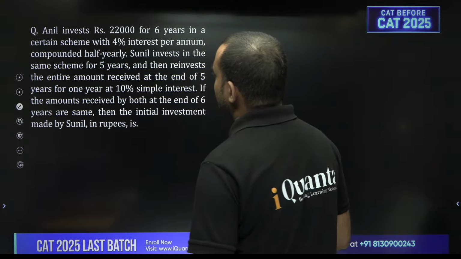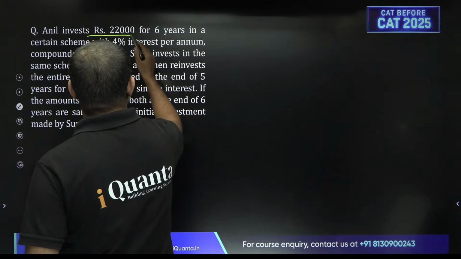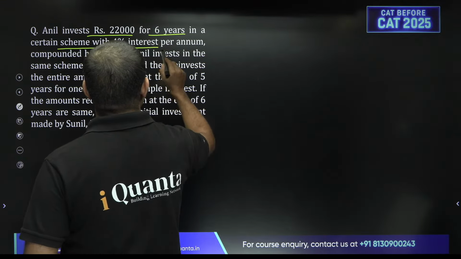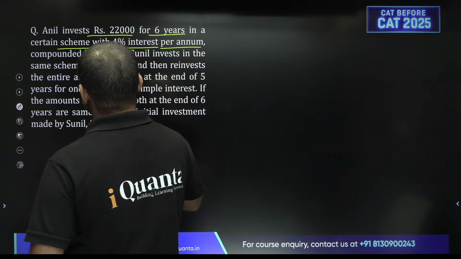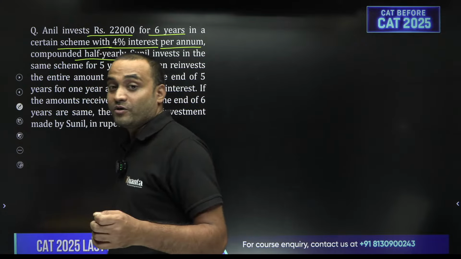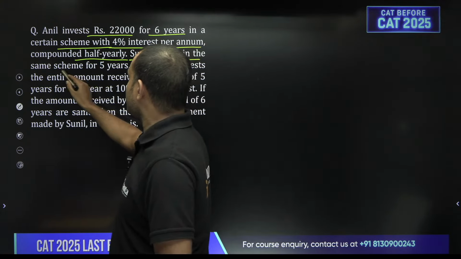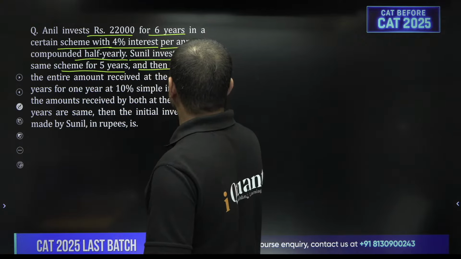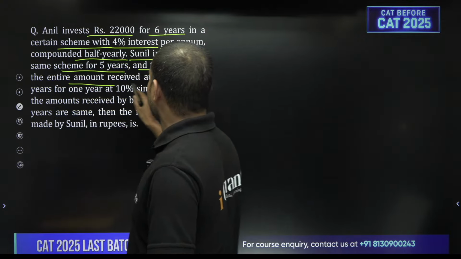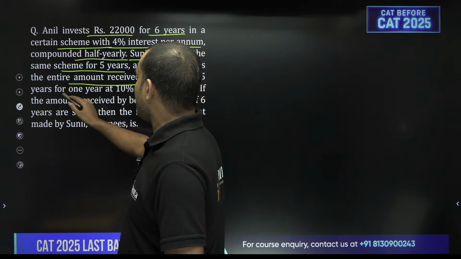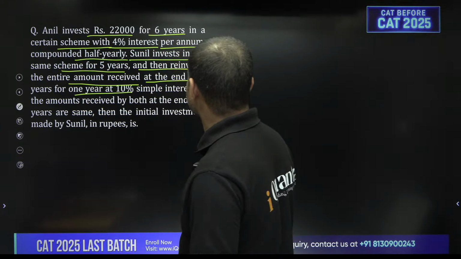So it says Anil invests 22,000 rupees for 6 years in a certain scheme with 4% interest per annum, compounded half yearly. Sunil invests in the same scheme for 5 years and then reinvests the entire amount received at the end of 5 years, for 1 year at 10% simple interest.